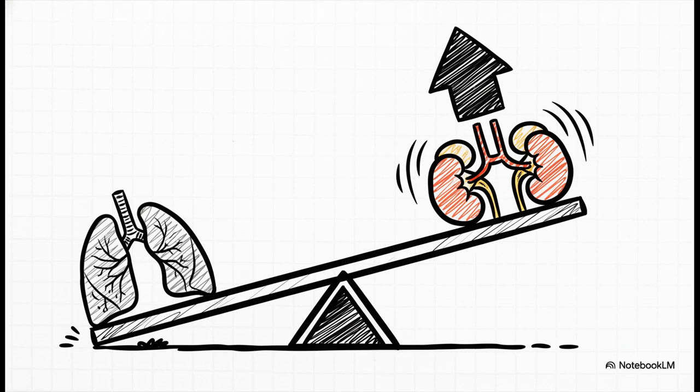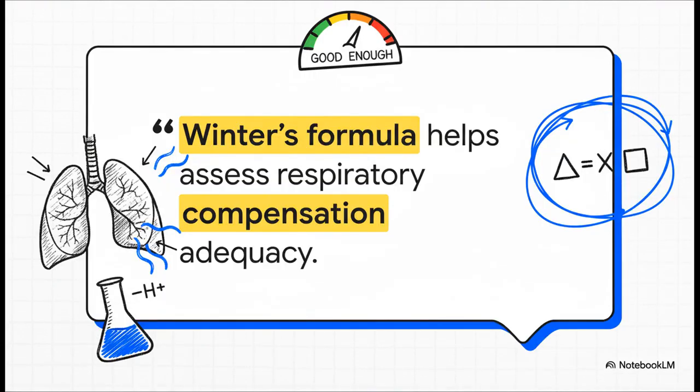So if the lungs cause an acidosis, the kidneys will try to fix it by holding onto that base, that bicarbonate. If the metabolic system causes a problem, the lungs will change how fast you breathe to try and compensate. Our job is to figure out if that response is actually happening and if it's enough. But how do you know if the compensation is good enough?